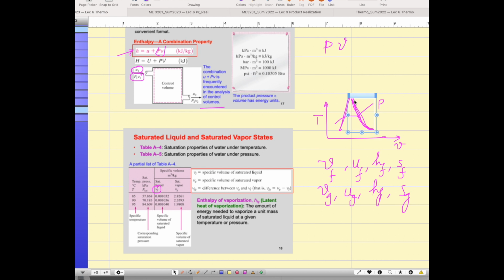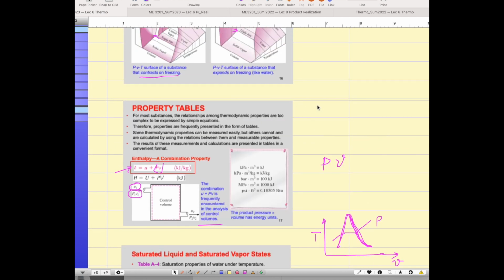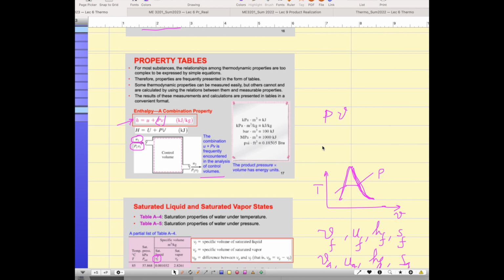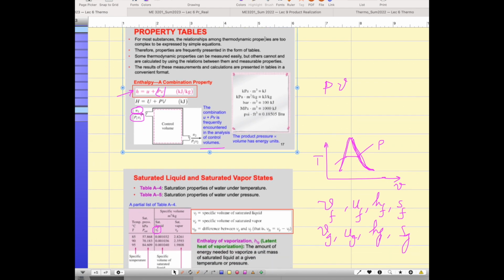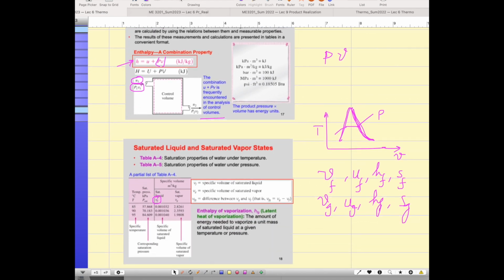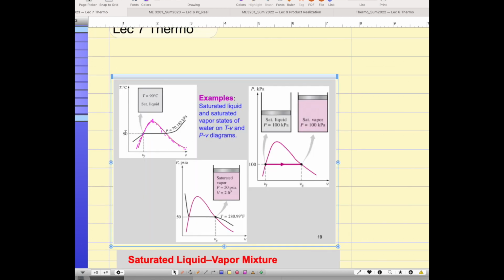If we keep supplying heat further, that heat will be used to increase the temperature, which gives superheated vapors. Also, as I mentioned, the enthalpy is equal to U plus PV, where P is the pressure and V is the volume. Now if I go back here, this is how you will calculate in the liquid vapor mixture.